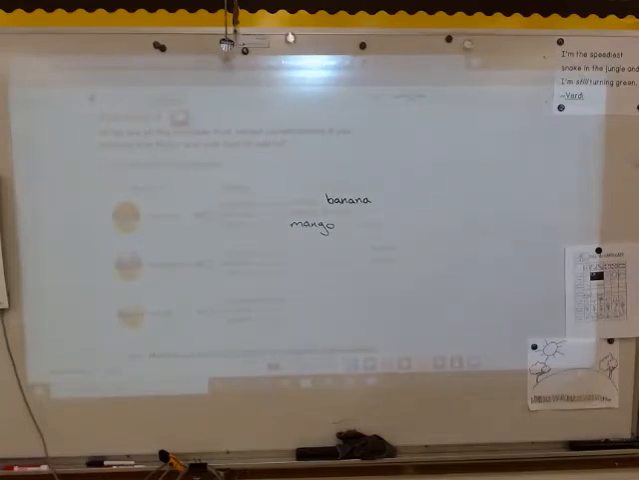Here, what are we doing? Mango. And I added banana. So our combination is mango banana. I start with mango and I added berries. So my combination is mango berries. Start with mango, added the peach. So my combination is mango peach.